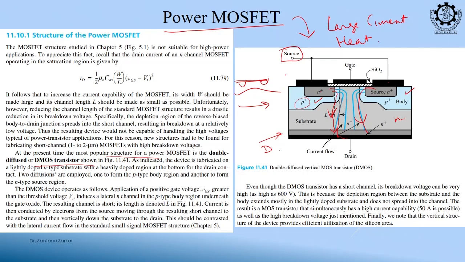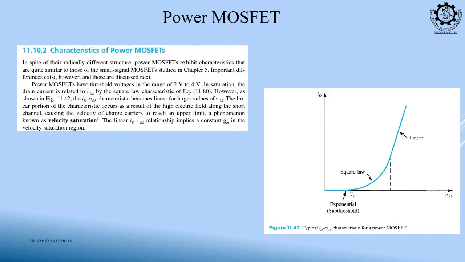So, what happens is that the current flows vertically, okay, and it has a high current capability. Its breakdown voltage is also very large and it could go up to 600 volts. So, the current flows vertically down. In a normal MOSFET we have horizontal current flowing, and here it flows vertically down to the drain. So, this is a different structure for power MOSFET.